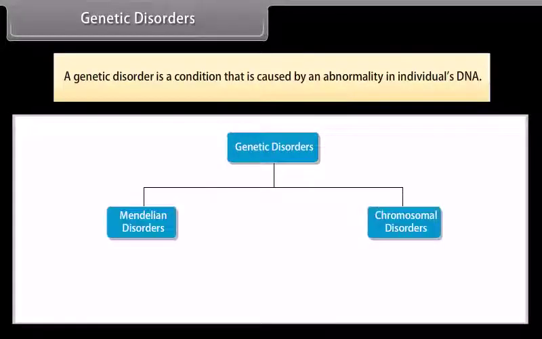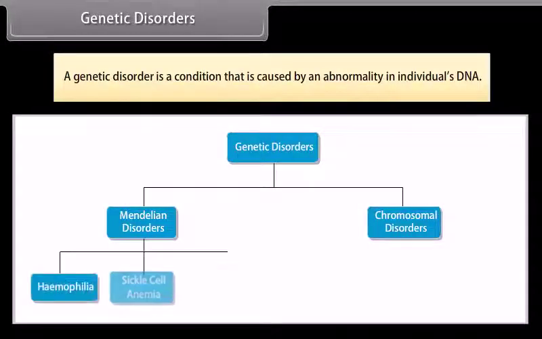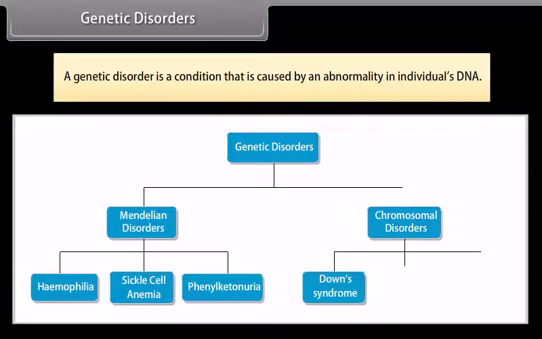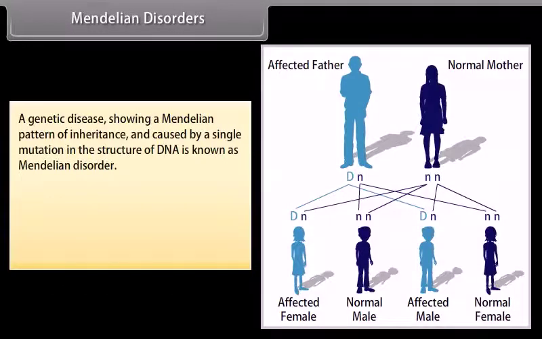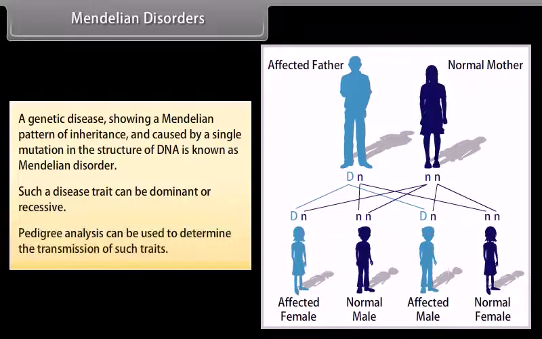Genetic disorders. A genetic disorder is a condition that is caused by an abnormality in an individual's DNA. Mendelian disorders: a genetic disease showing a Mendelian pattern of inheritance and caused by a single mutation in the structure of DNA is known as Mendelian disorder. Such a disease trait can be dominant or recessive. Pedigree analysis can be used to determine the transmission of such traits.